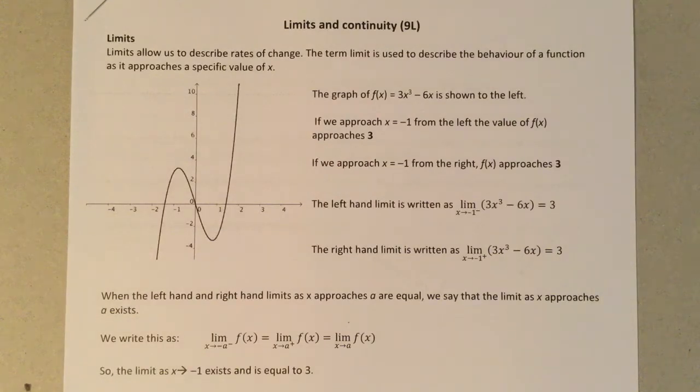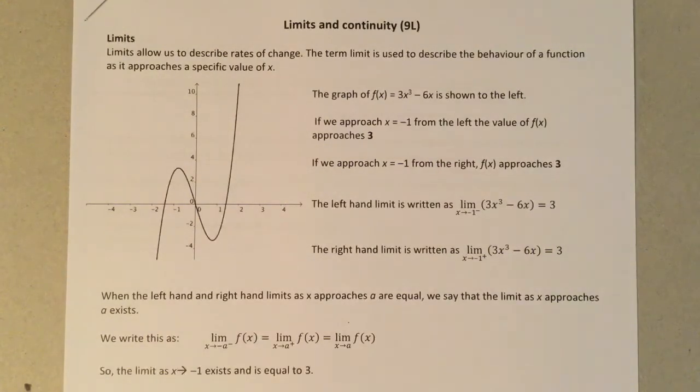And so often limits allow us to do things that we can't do with just normal algebra or normal substituting numbers in. For example, when we think about graphs that have asymptotes, we know that they get really, really close to certain values without ever reaching that value. So thinking about limits allows us to think about how things are changing and behaving as we approach particular values.